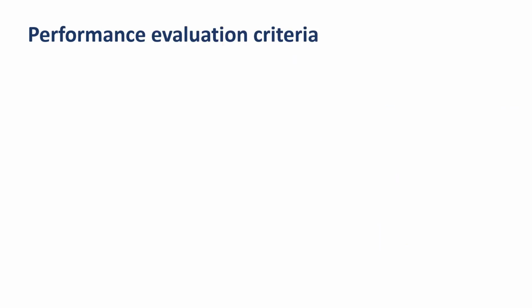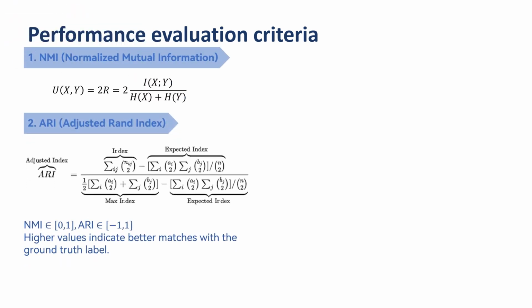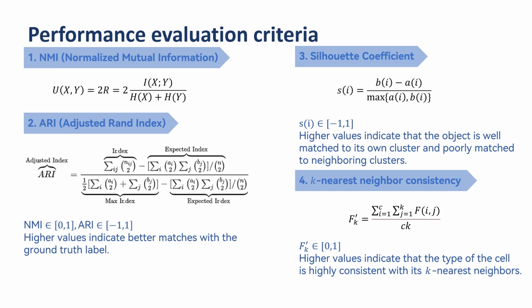We mainly used 4 evaluation criteria to assess performance. Clustering performance is evaluated using NMI and ARI. Higher values indicate better matches with the ground truth label. Additionally, we analyze the distribution of cells in the feature space using silhouette and k-nearest neighbor consistency. Higher silhouette values indicate that the object is well matched to its own cluster and poorly matched to neighboring clusters.